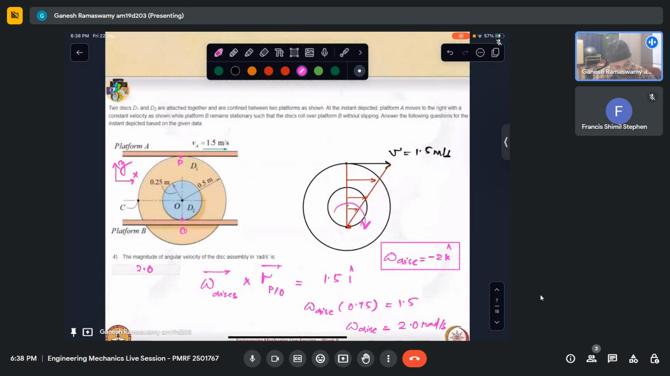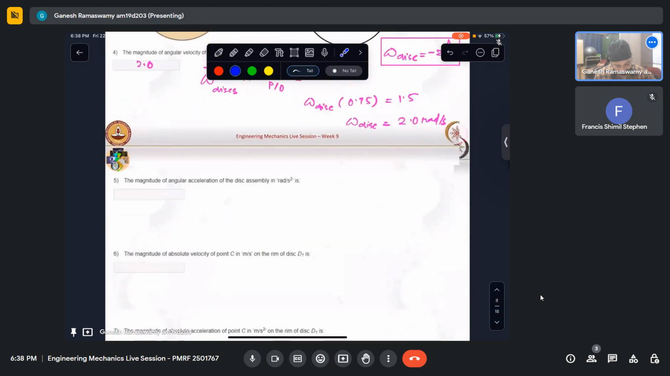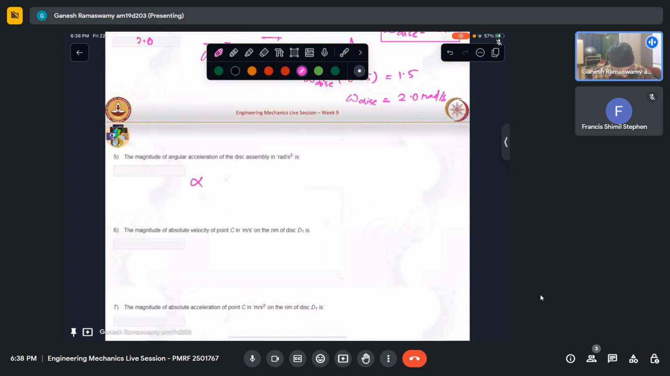Now I can see that the platform moves to the right with a constant velocity. So there is no change in the velocity, in which case my angular acceleration is 0. So the angular acceleration of the disk assembly is 0.